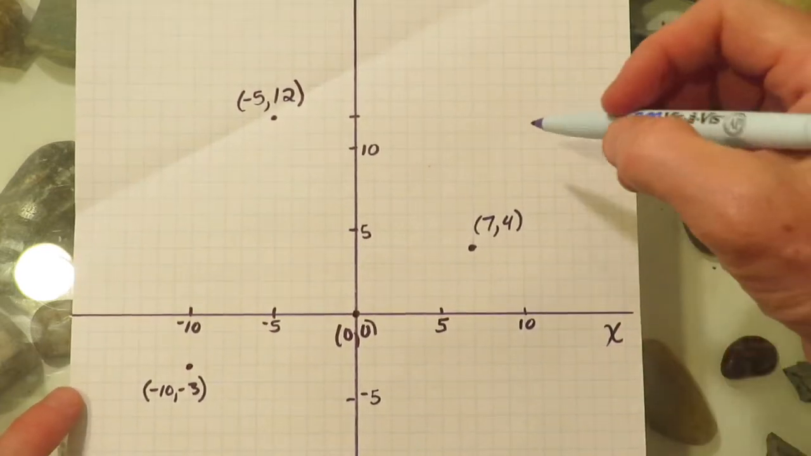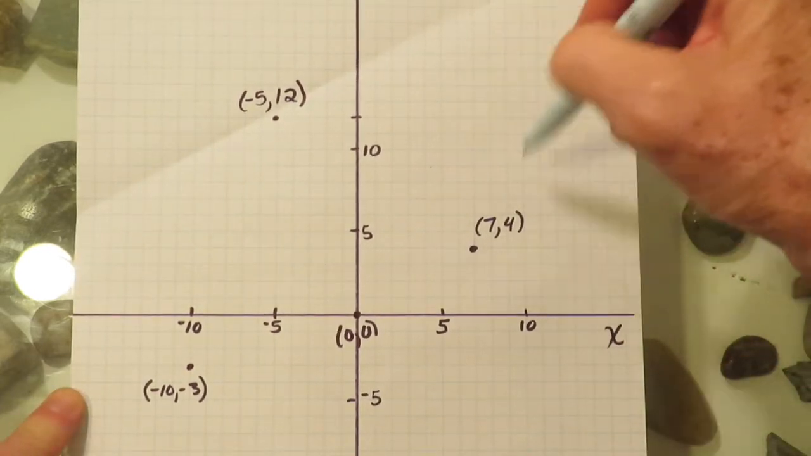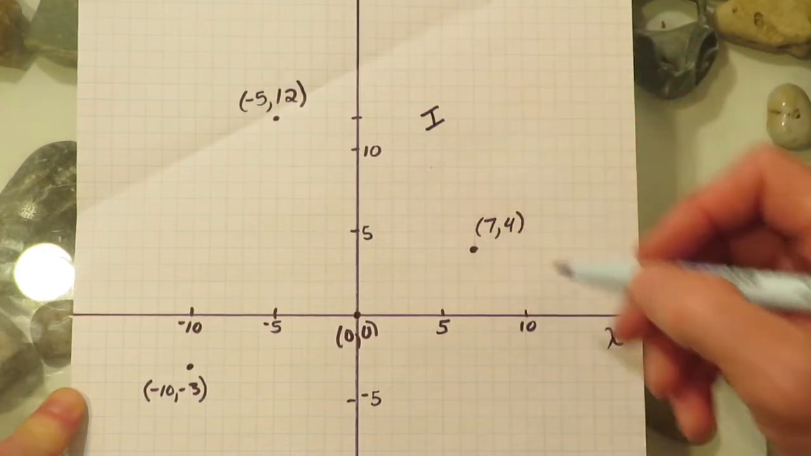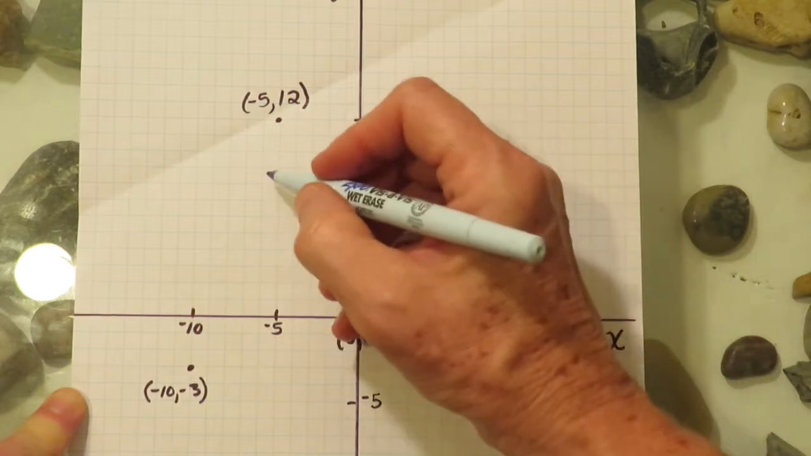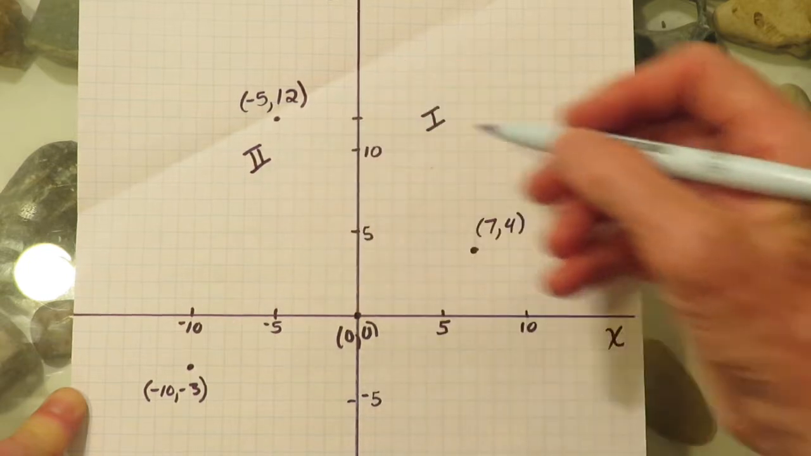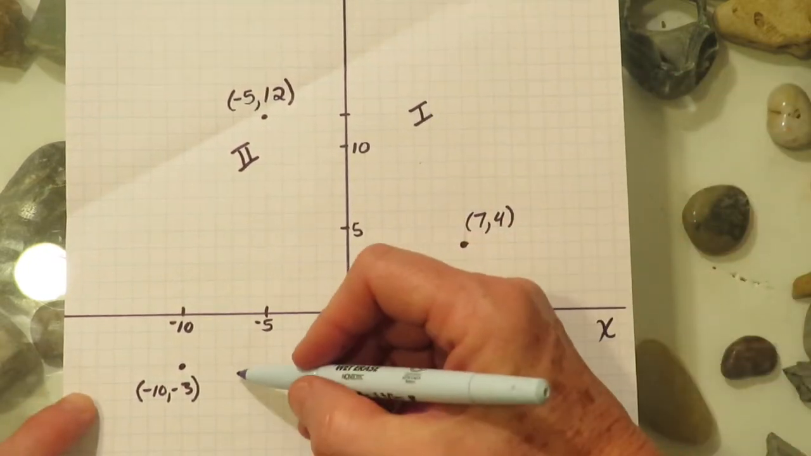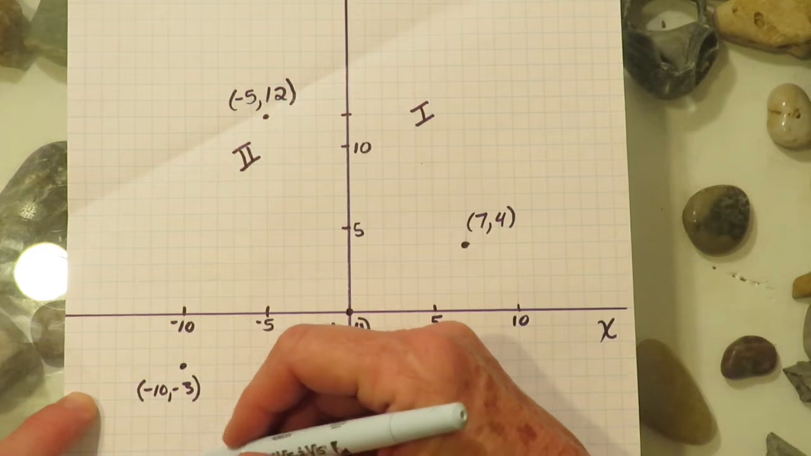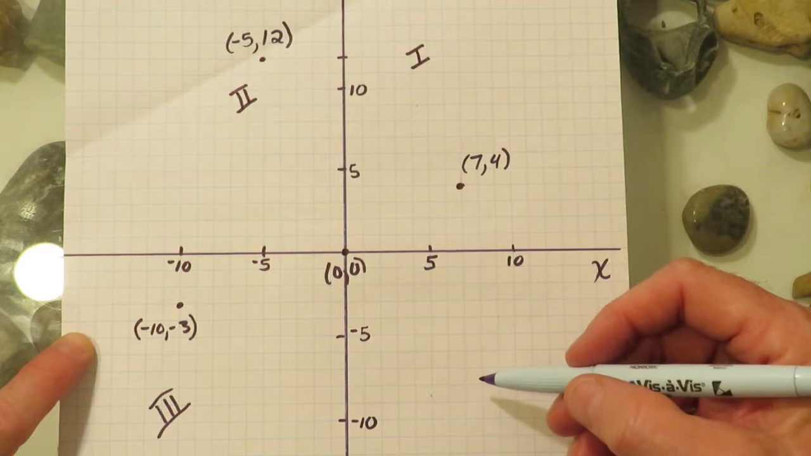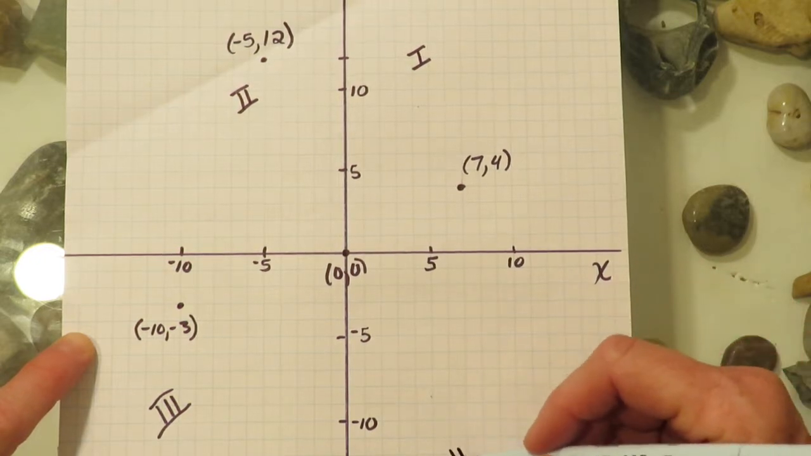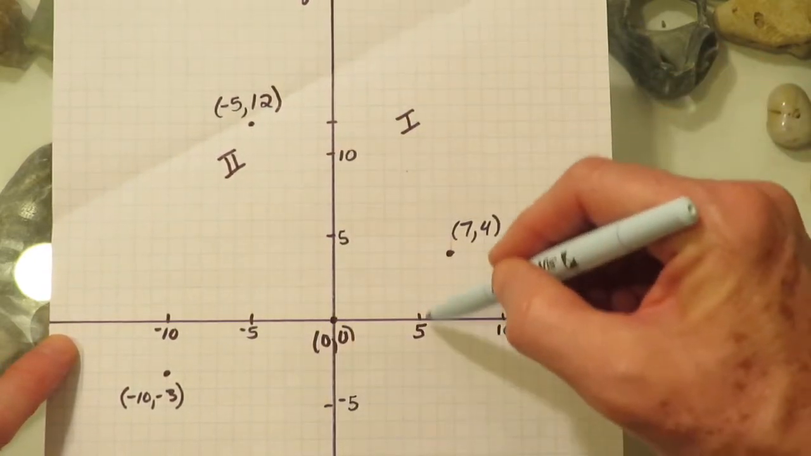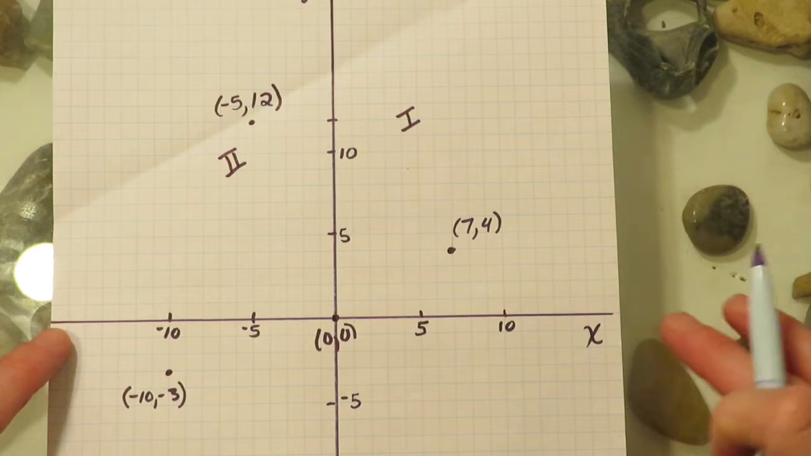Notice that we start over here where both x and y are positive, and that is considered quadrant 1. And then we move over to the quadrant where x is negative but y is positive, and we consider that quadrant 2. Where x and y are both negative, we consider that quadrant 3. And then where x is positive but y is negative, we consider that quadrant 4. So we have this natural rotation around the grid in that direction.